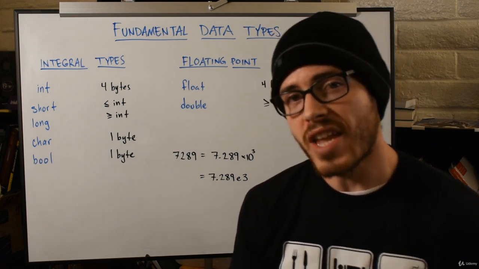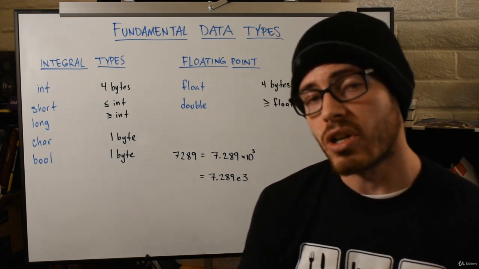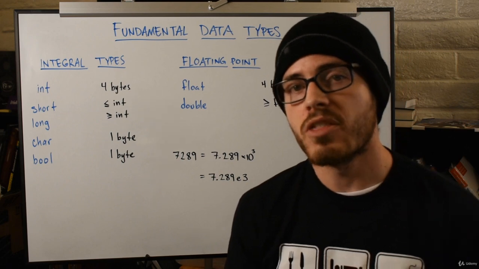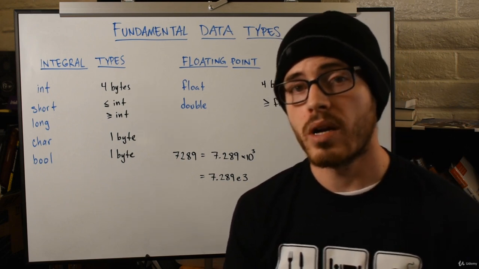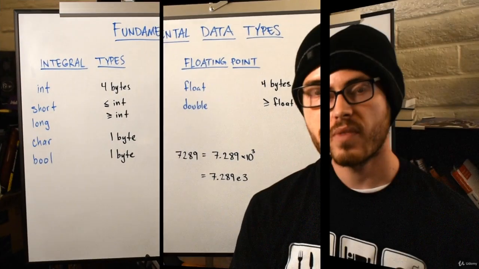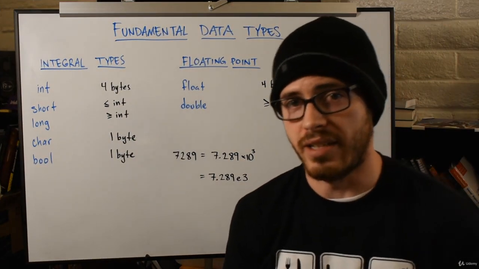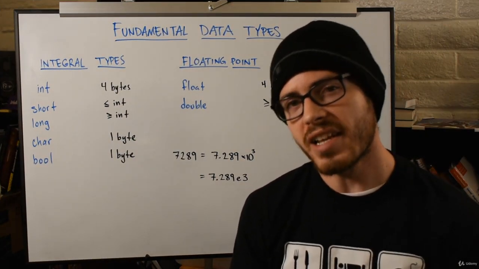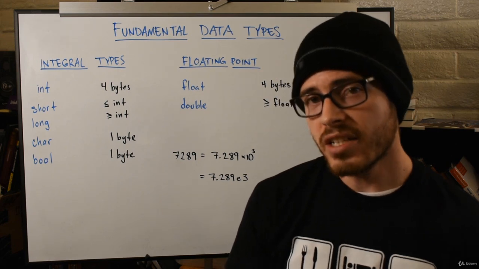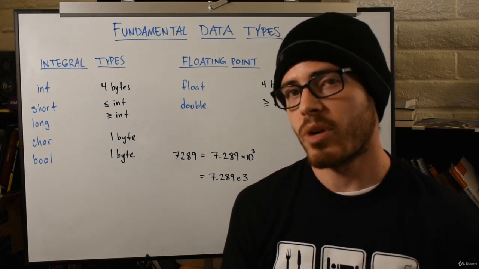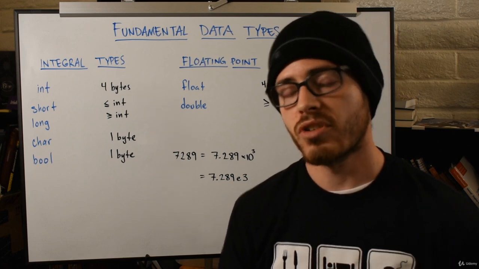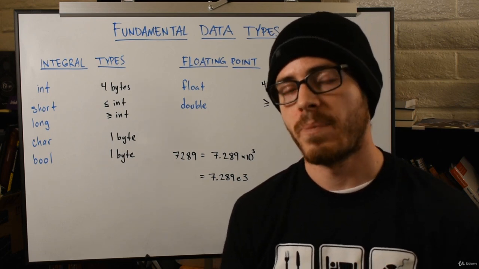Some other types of integral data types are the char, which we're familiar with, and the bool, which is a true or false value. The char and the bool require 1 byte of storage. Now let's talk about floating point data types. Floating point data types consist of an integer component as well as a fractional component, which is represented by numbers to the right of a decimal point.